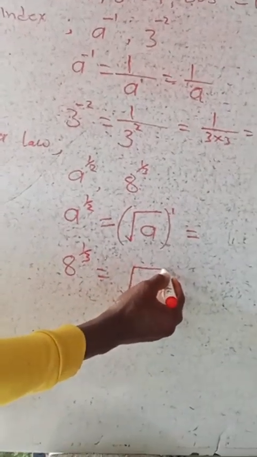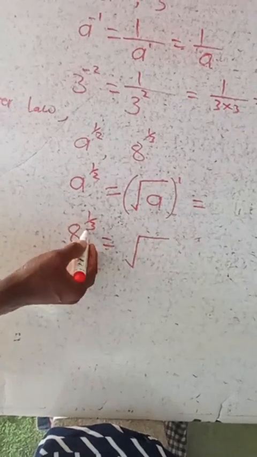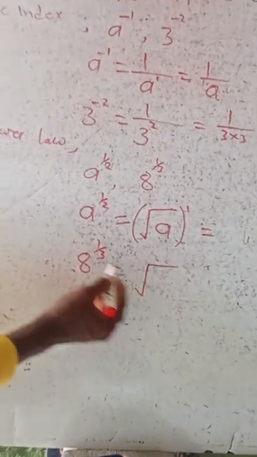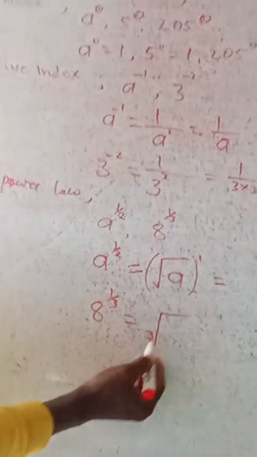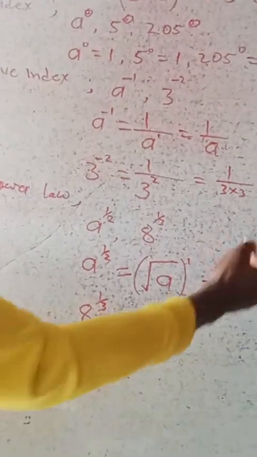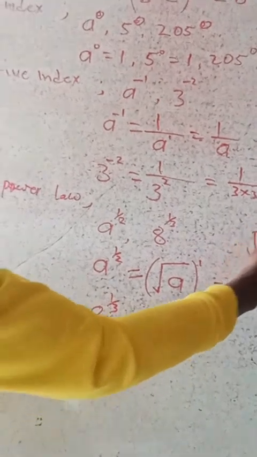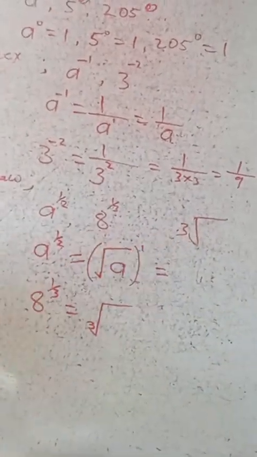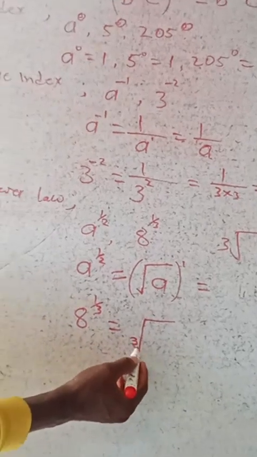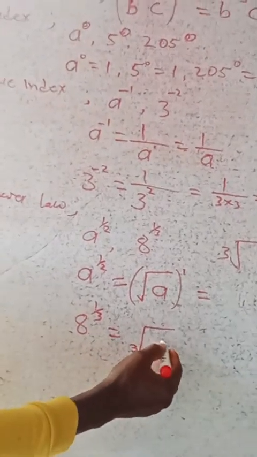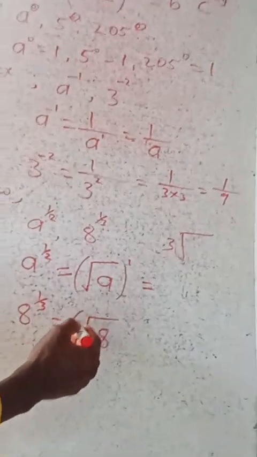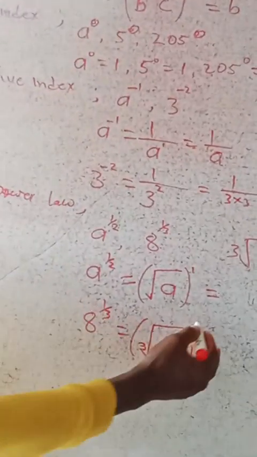You write the square root, this is how square root is written, but because it is third root, we are going to write a small 3 here. Don't write "3 root", just write 3 here. And you are going to write what? 8. Put your bracket like this, raised to power what? 1.